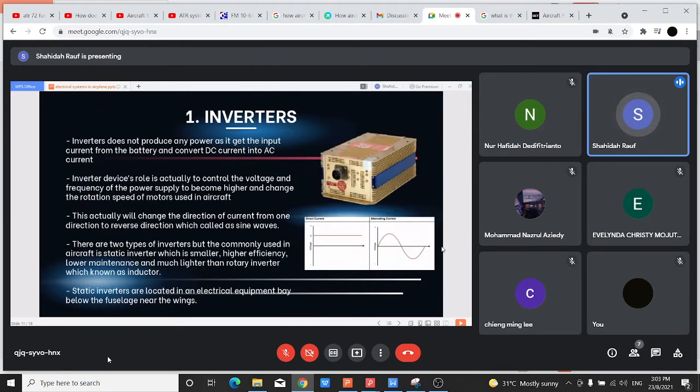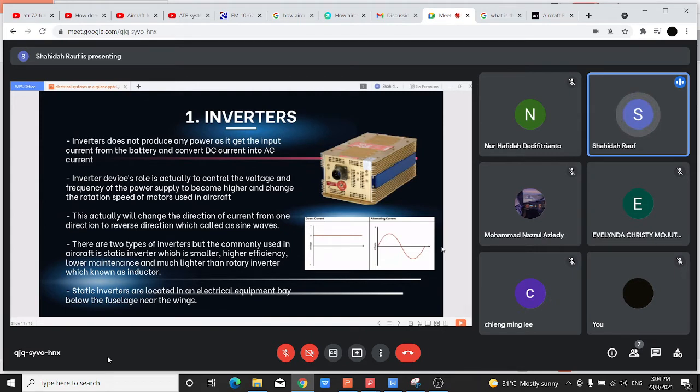Inverters do not produce any power, as they get the input current from the battery and convert DC current into AC current. The inverter's role is actually to control the voltage and frequency of the power supply to become higher and change the rotation speed of motors used in aircraft. This actually changes the direction of current from one direction to the reverse direction, which is called sine waves.